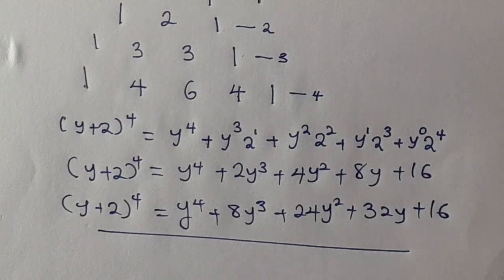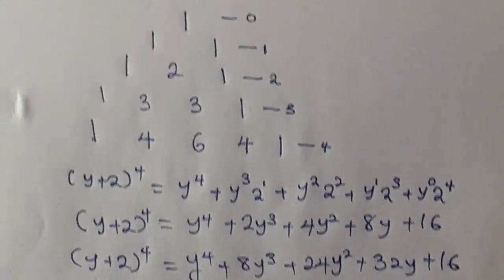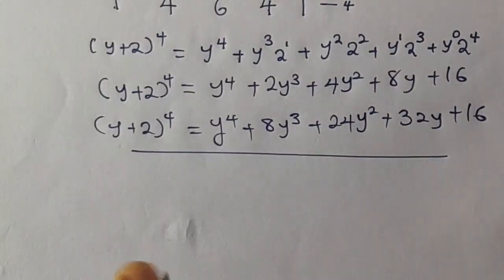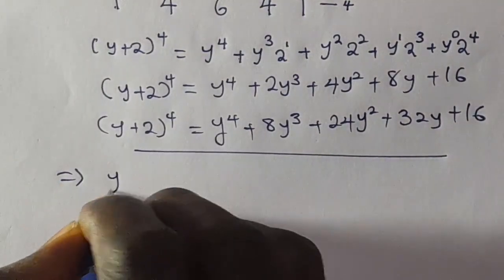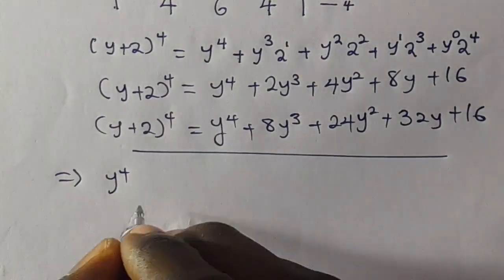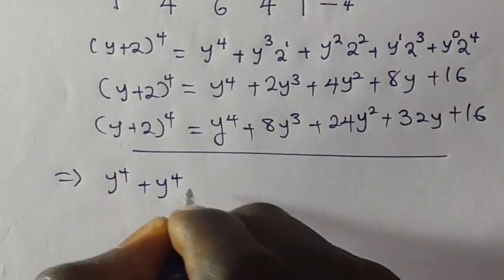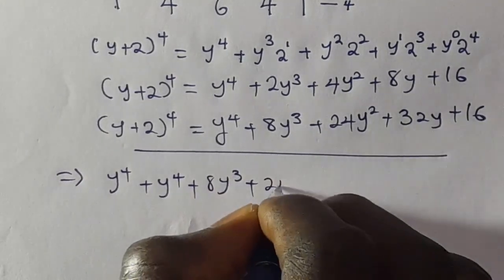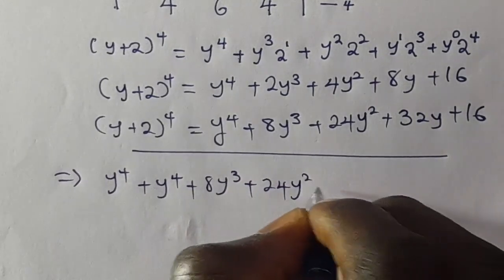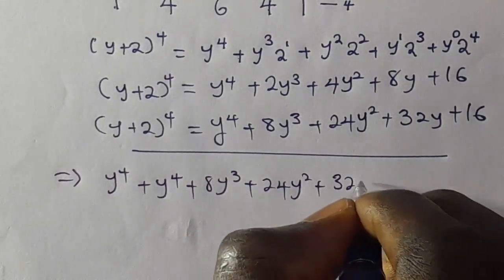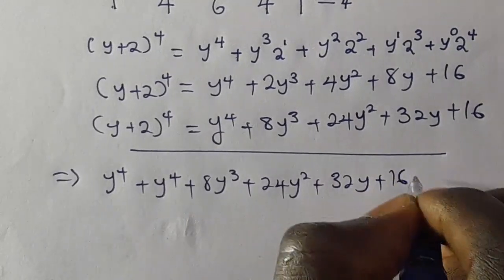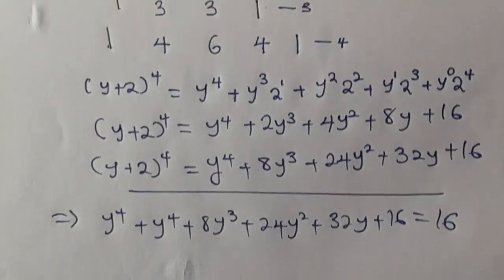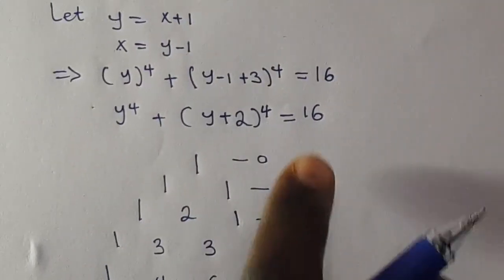When this equals this, now let us go and substitute this one here. Then we are going to have everything equals y raised to the power 4 plus 8y cube plus 24y squared plus 32y plus 16. Then we have everything equals 16.